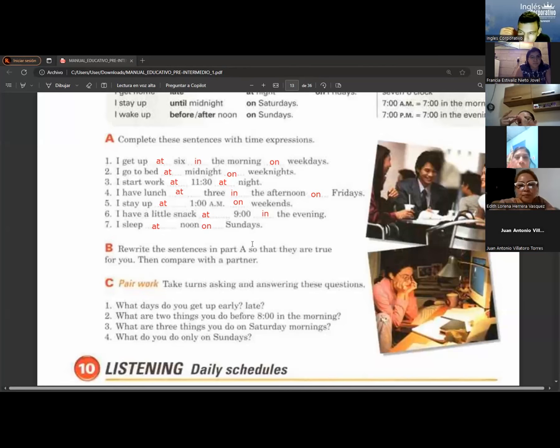Lo voy a dejar un par de segundos para que pueda tomar una fotografía para después practicar.